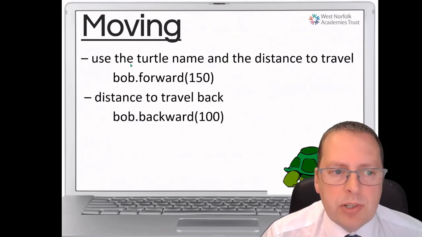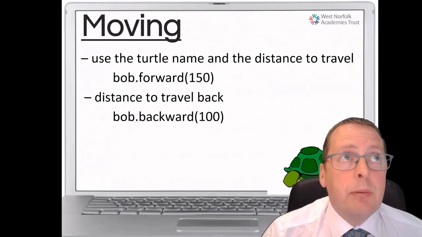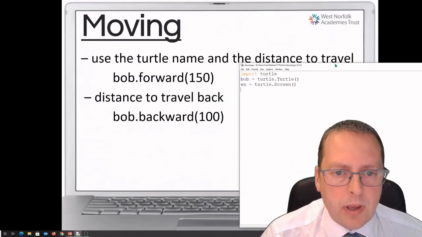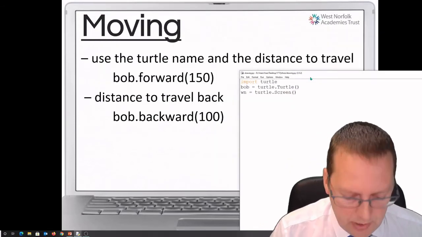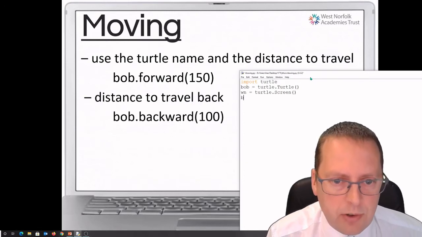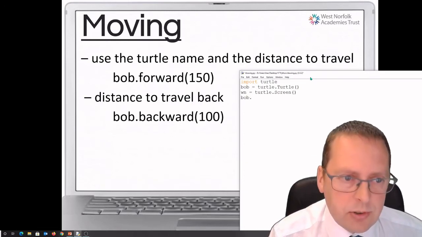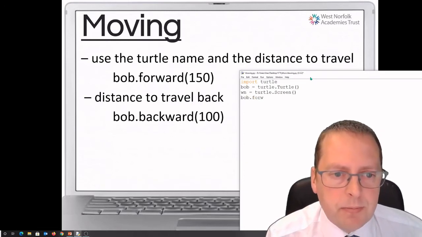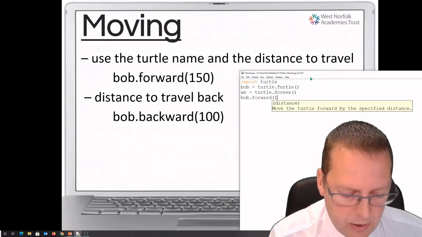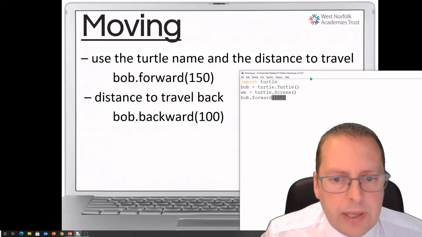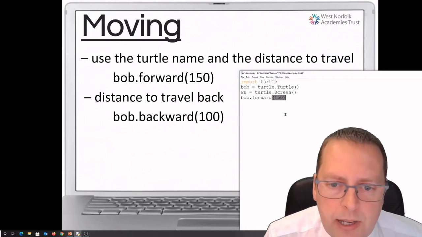So now I'm going to give my turtle some instructions. Going back to my code, I'm going to add these bits in here. Whatever my turtle's called, I've called it Bob. Bob dot forward, brackets 150.